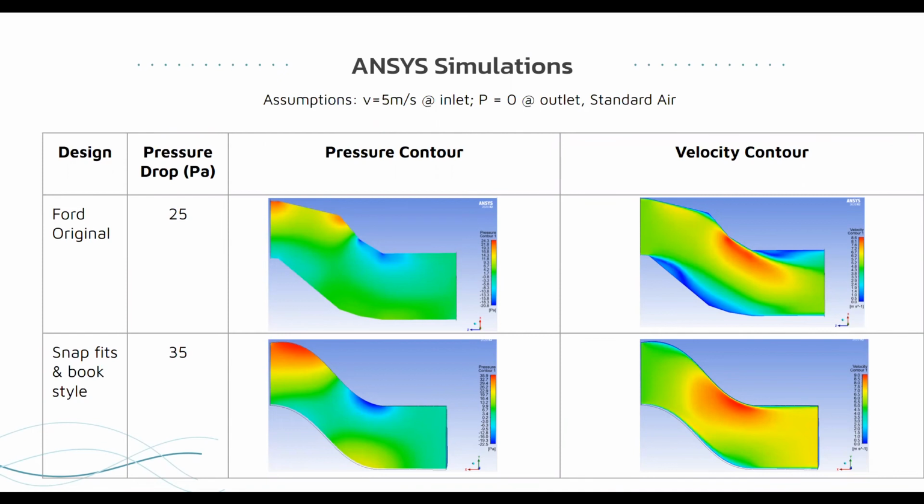First, we analyzed the original Ford duct and found a pressure loss of about 25 pascals, and we confirmed this value with hand calculations. On the bottom, you can see an example of one of our designs, and that it has a 35 pascal pressure drop.